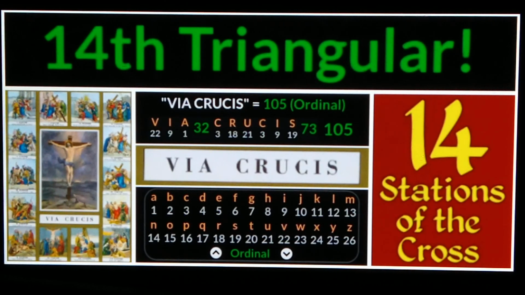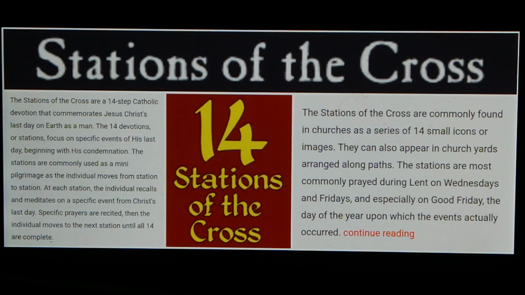But about the 14 stations, you could look up the 14 stations. You might come across the words Via Crucis. It's the way of the cross. Via Crucis. If you use ordinal gematria, Via Crucis equals 105, which happens to be the 14th triangular number. So Via Crucis equals the 14th triangular number, and it just so happens to be a reference to the 14 stations of the cross.